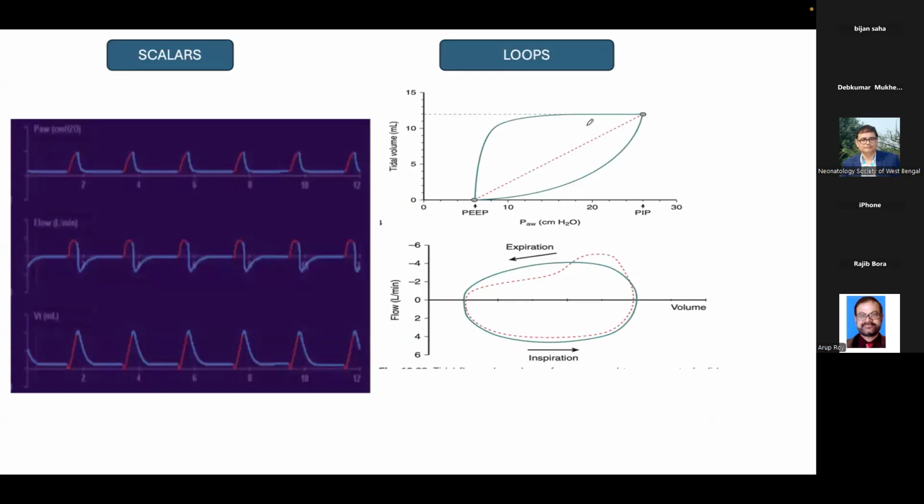Here we can see on the left-hand side, these are your scalars. This is your pressure time. This is your flow time. This is your volume time. What we can see is that only in the flow time is there a negative deflection. Apart from that, all are above the 0 level. This is one important point, because just by looking at the monitor, we know that this is a flow time scalar curve. Loops: pressure volume loops look something like this, and the flow volume looks something like this. We'll be discussing all these things in detail later. The basic understanding is that this should look something like this.